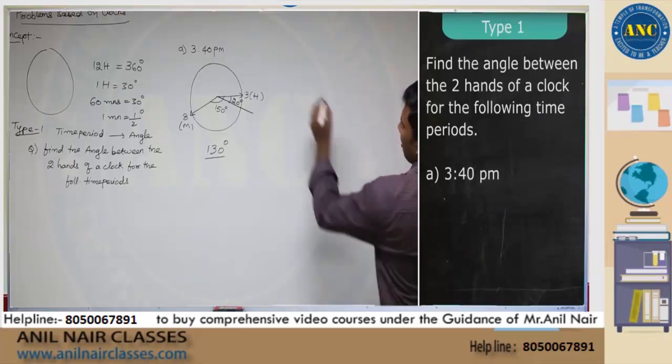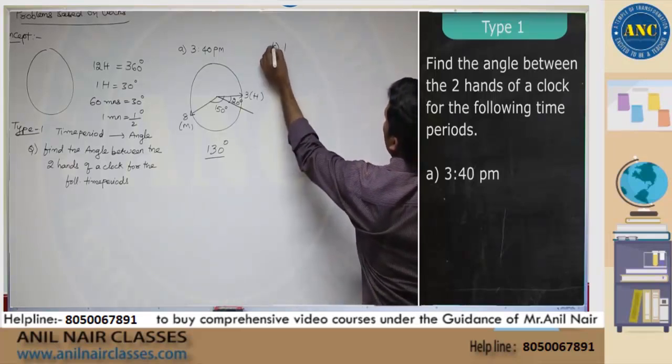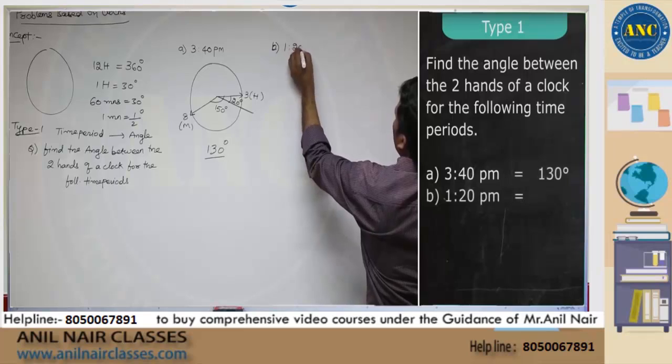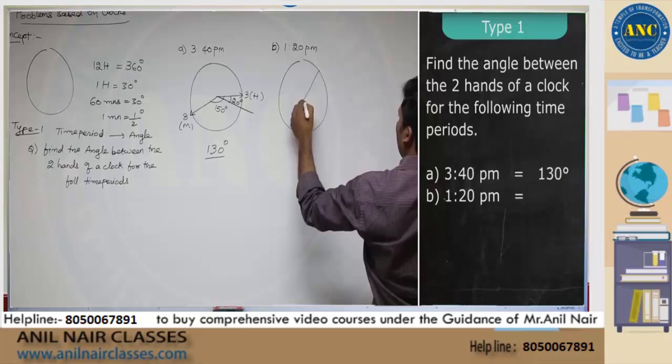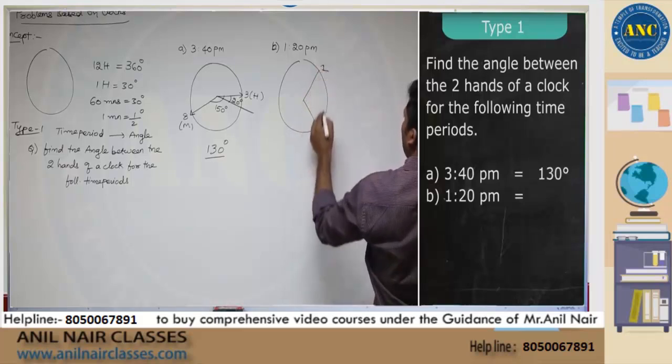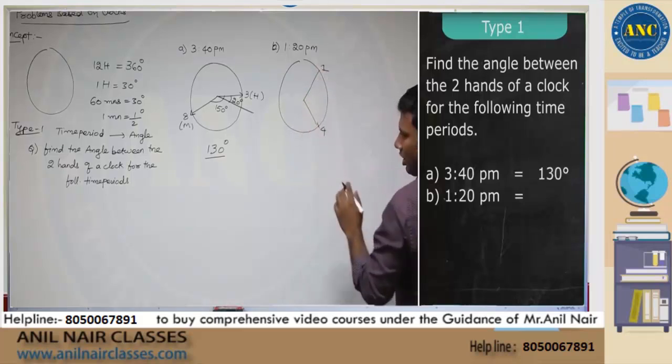3 more questions so that you will understand it better. Listen carefully. Second one. 1:20 p.m. Listen carefully. 1:20 p.m. This is 1 and it is 4. Please listen carefully. Do not write.